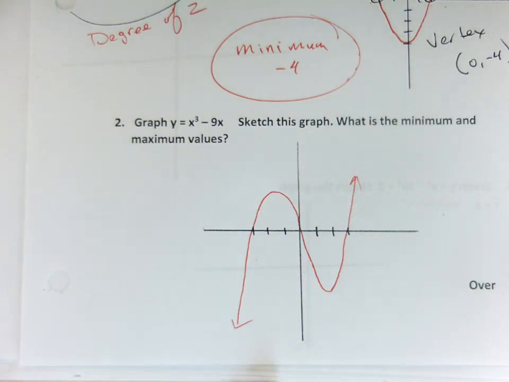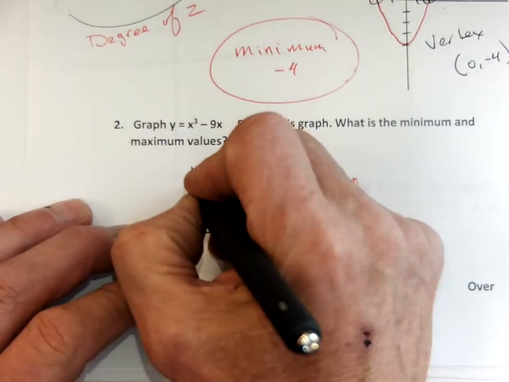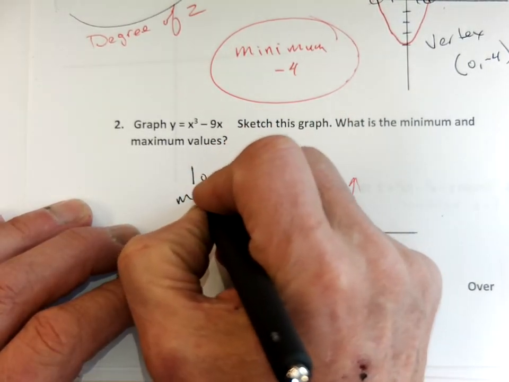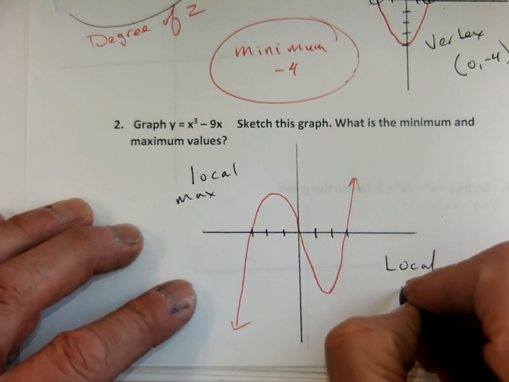And what's the minimum and maximum values? Well, great question. I'm glad you saw that. A lot of kids don't. Okay. Now, we're going to rephrase this question because the maximum value goes out to infinity, right? And the minimum value does also. So what we have here is what we call a local maximum and a local minimum. So it does have a local max and a local min, okay?